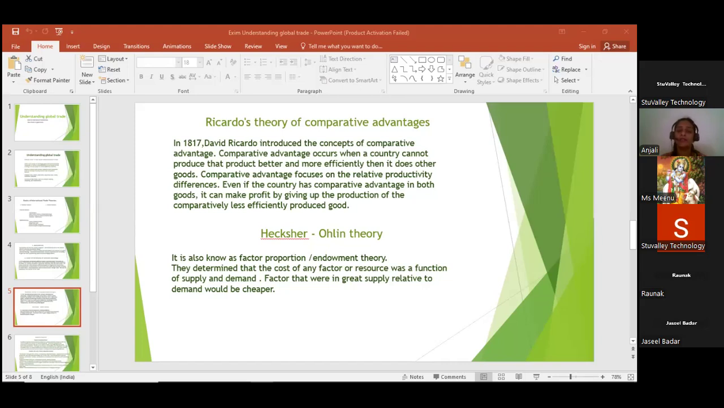Rather than exporting both products, tea and sugar, India can produce both but is more efficient at tea, so it has to focus only on tea, export tea and import sugar from the other country, as Mauritius is better at producing sugar. This type of theory is called comparative advantage. Is it clear till here?